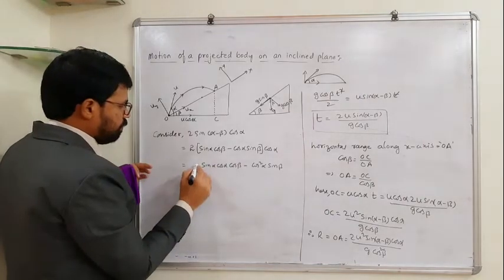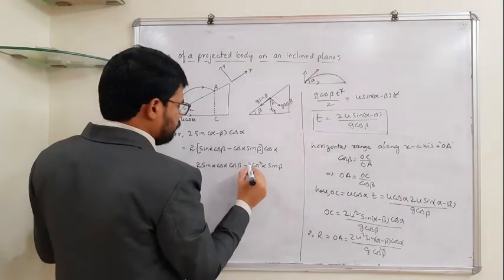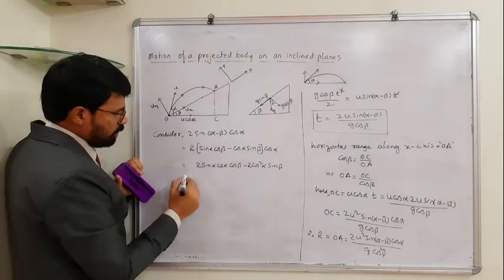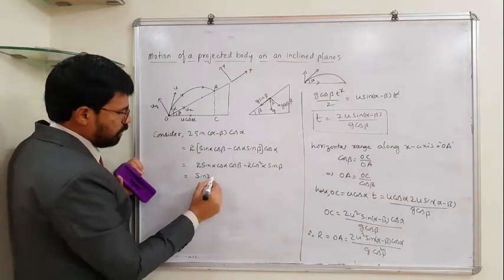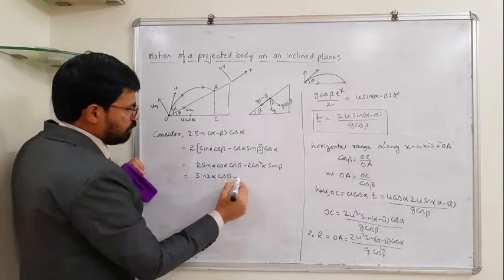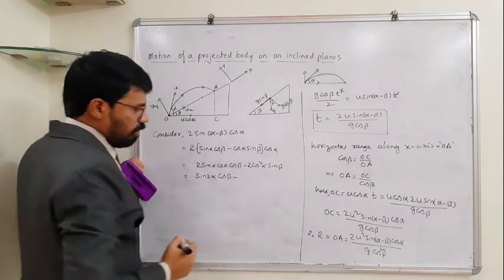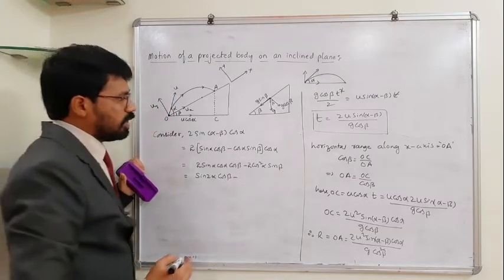Then what you will have? 2 here, here also 2. What is 2 sin alpha cos alpha? It is known to us, sin 2 alpha into cos beta, minus 2 cos square alpha. How can this 2 cos square alpha be written?